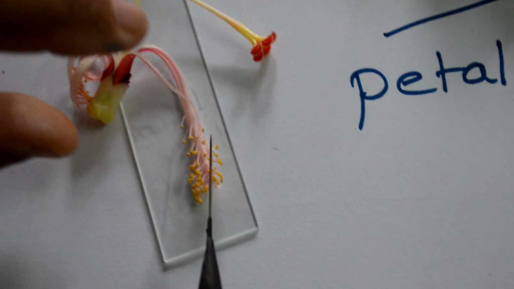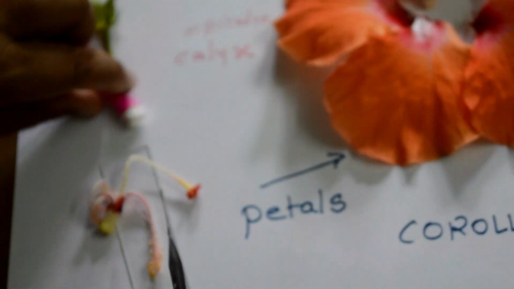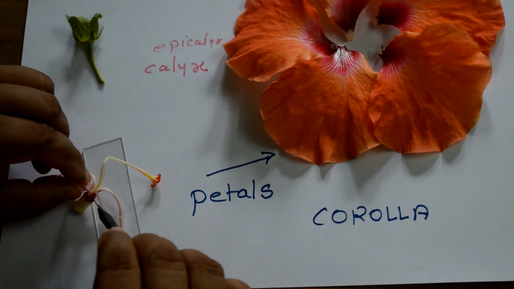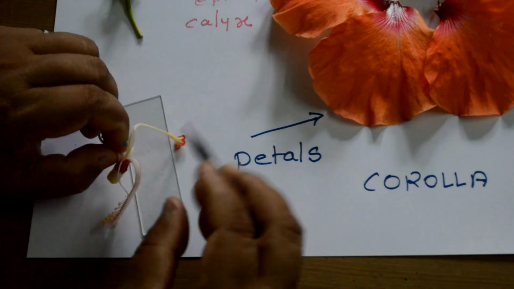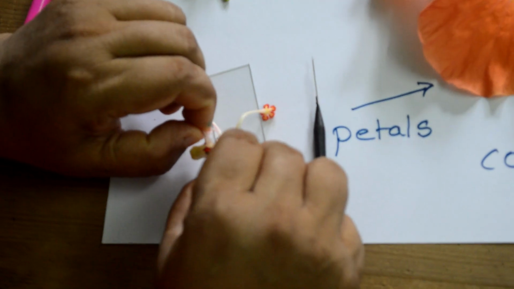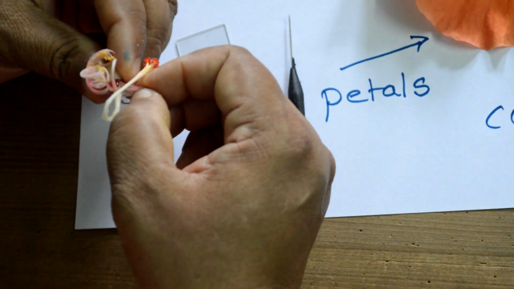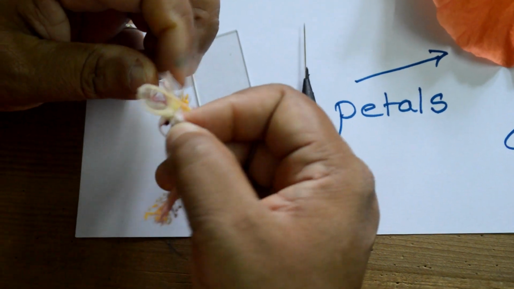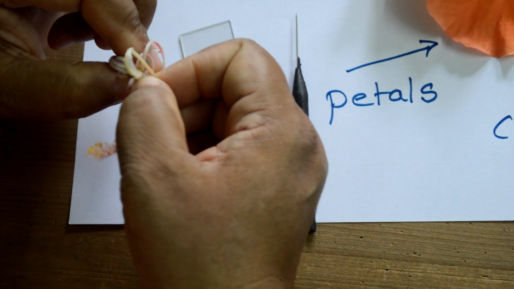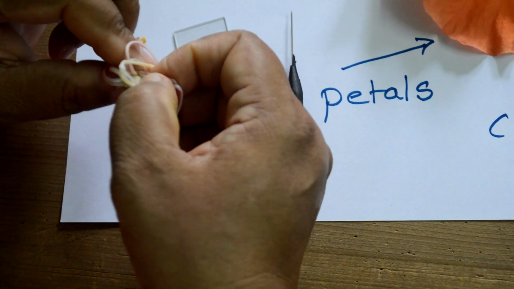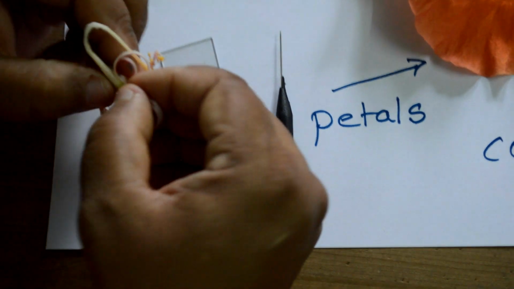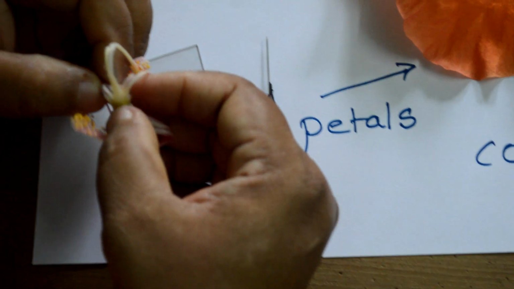I'll be showing it under the dissecting microscope, which will give more clarity, and I'll be separating it so that you can see the female as well as the male whorl separately. The style leads to the ovary, which is inside. Yes, we got it.